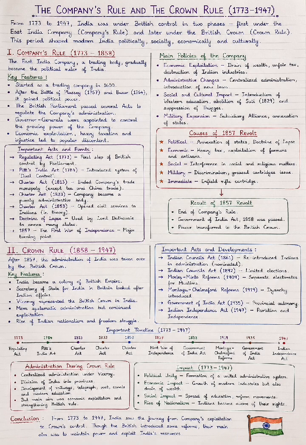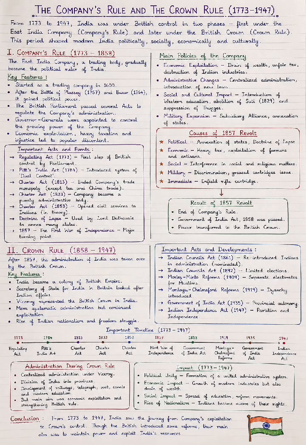Now the Act of Settlement 1781. It exempted the Governor General and Council from the jurisdiction of the Supreme Court, and it also exempted the servants of the company from the jurisdiction of the Supreme Court.